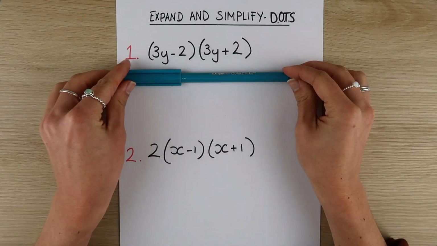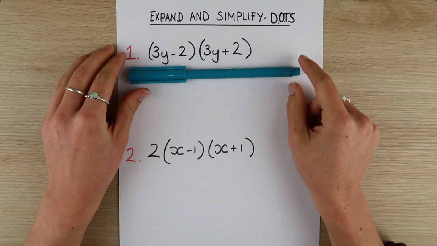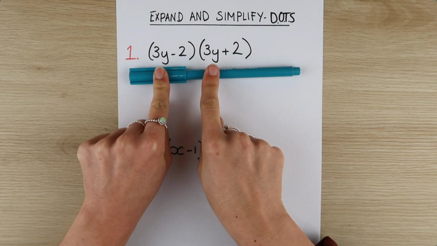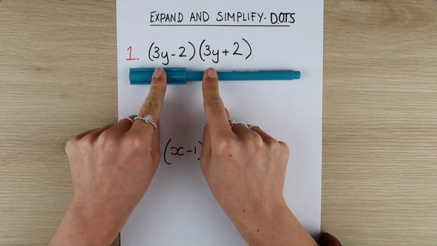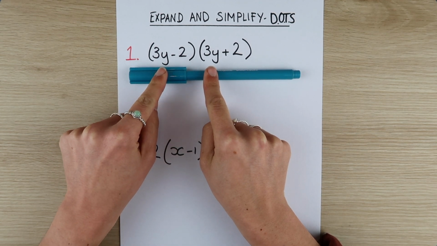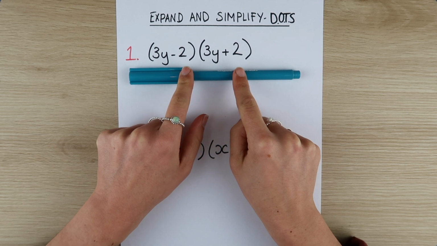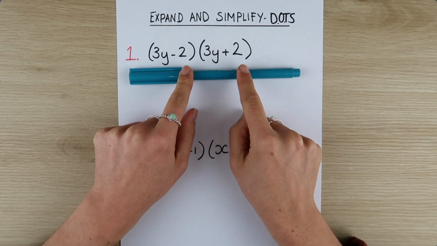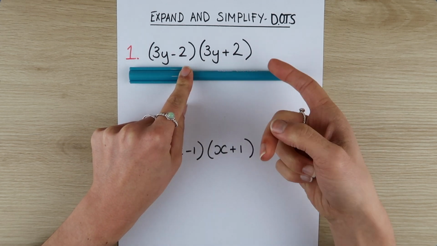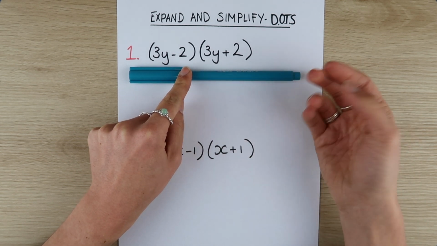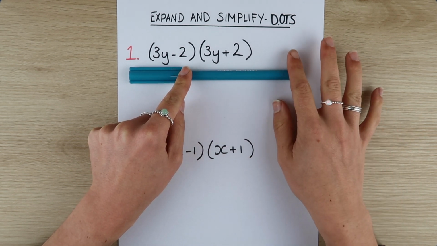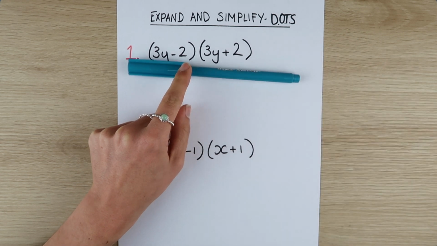Okay, so looking at my first example, you'll notice that my first two terms in each of my brackets are the same, and that is 3y. Also, my second value in both of my brackets is the same value. So I've got 3y and 2. In this instance, to expand and simplify, we can use what's called the difference of two squares rule.